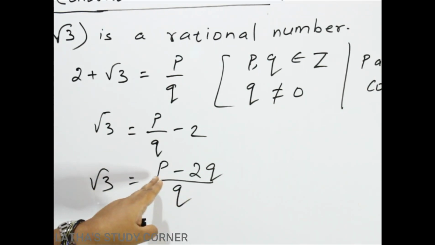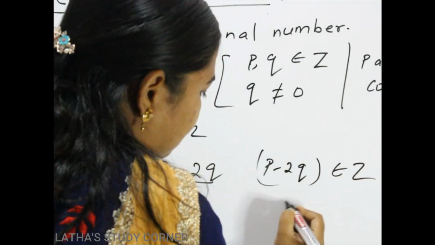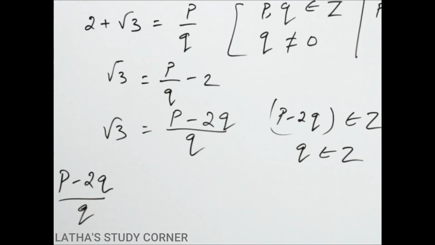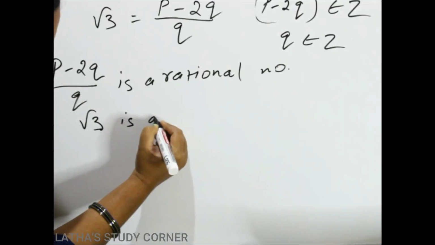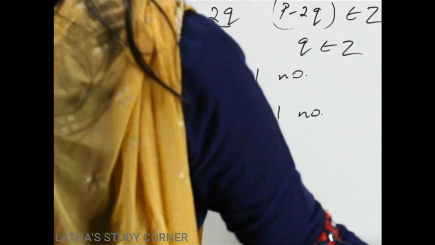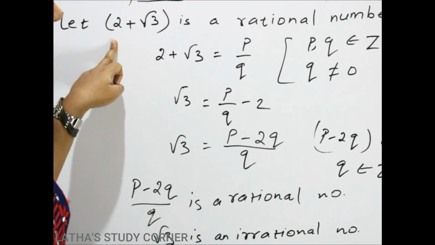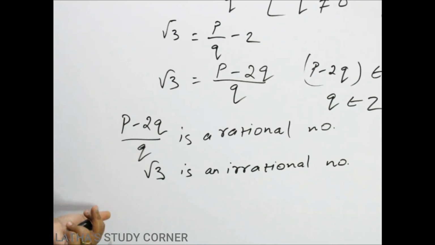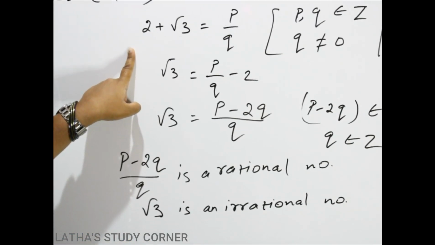Now you can see, friends, on the right side, P minus 2Q is an integer, whereas Q, the denominator, is also an integer. It means P minus 2Q by Q is a rational number, whereas the LHS, root 3, is an irrational number. So this contradicts our supposition. What did we consider? 2 plus root 3 is a rational number, but here we got the RHS as a rational number and the LHS root 3 as an irrational number. That contradicts our supposition. It means 2 plus root 3 is not a rational number, it's an irrational number.